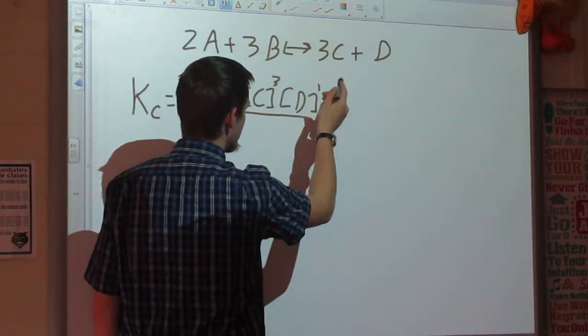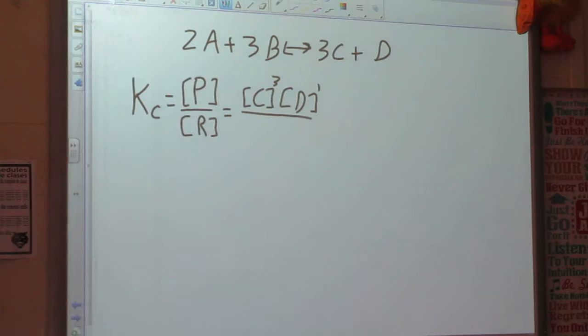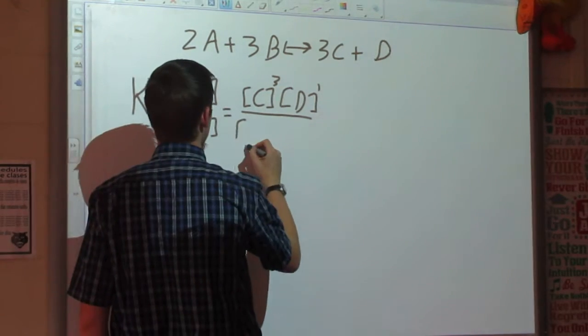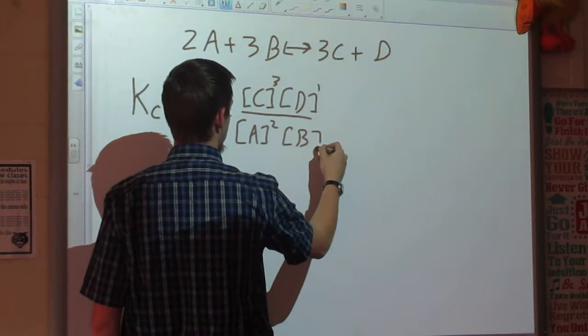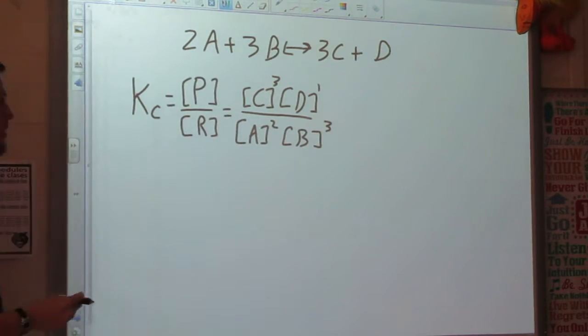One. Yeah, so again, you don't have to put the one, I'm going to put it, why not? And then this one, same thing. A is going to be squared, and B is going to be a 3 as well. Okay, so that's the first thing that we need to talk about. You need to make sure that your coefficients become exponents, and also that it's products at the top.